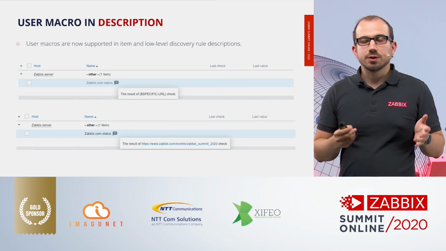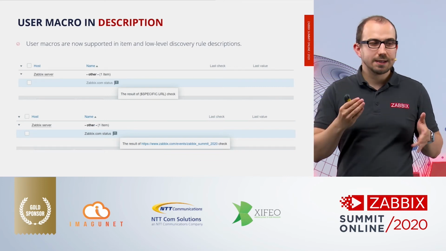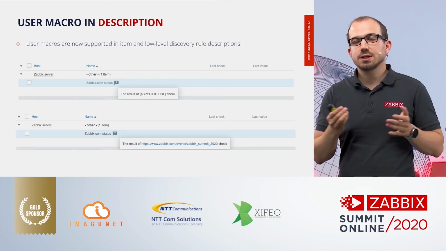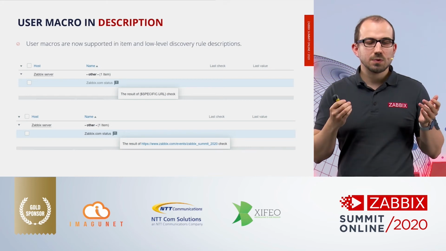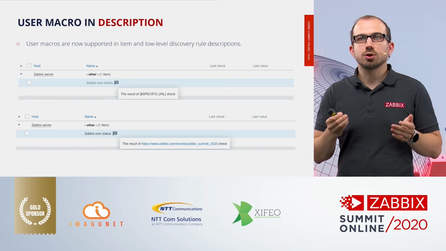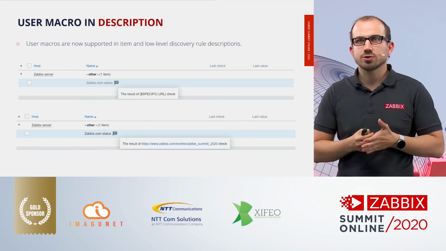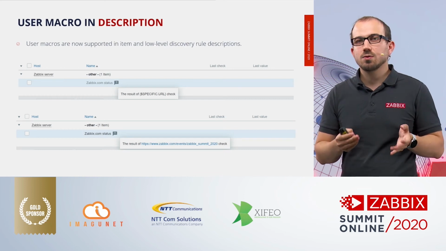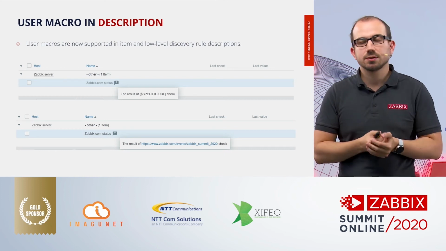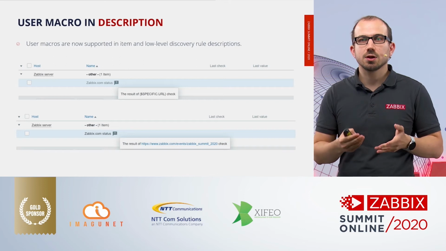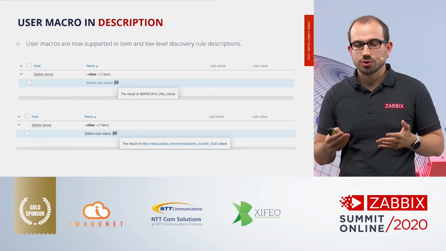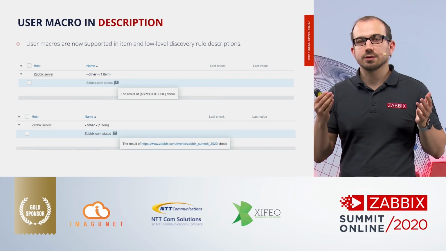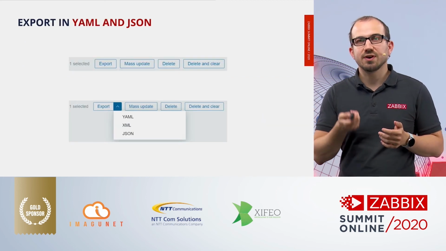User macro in description. There was again a time when it wasn't that clearly seen. So as you see in the example right here, you went to the latest data page, you hovered over the question mark, and you saw, hey, the result of the user macro check. Now, if you define something for that user macro, you will see the result being shown to you. So you will see what is behind that macro right there where you actually defined it.